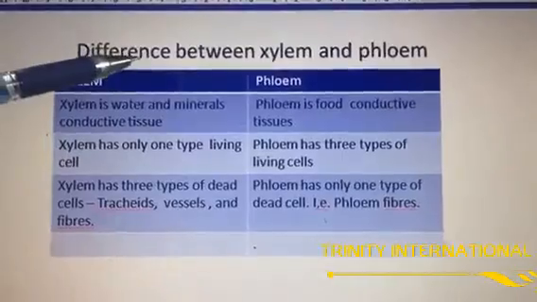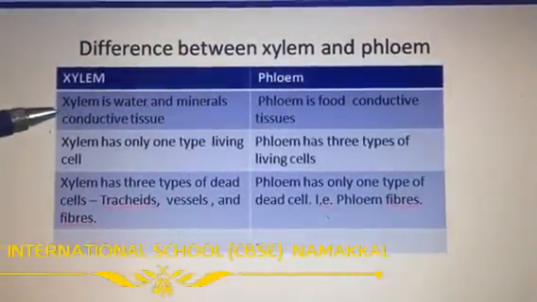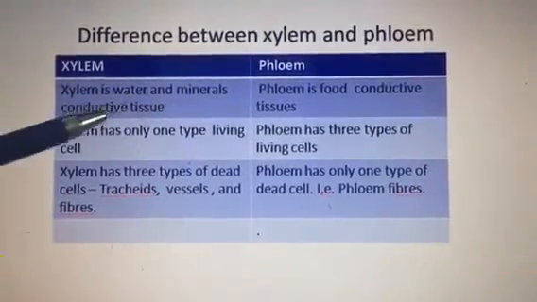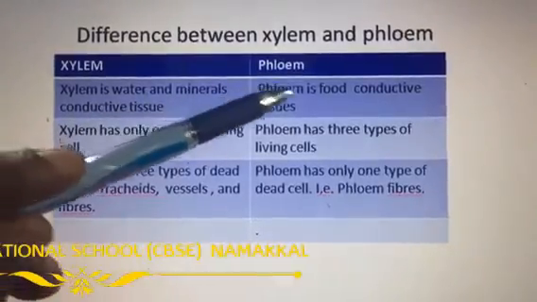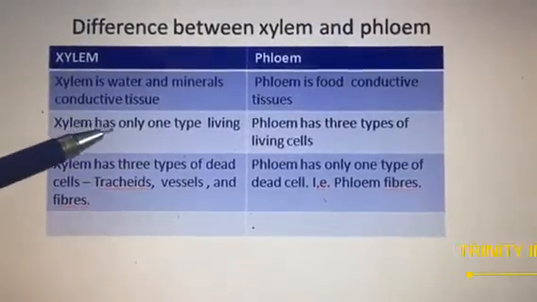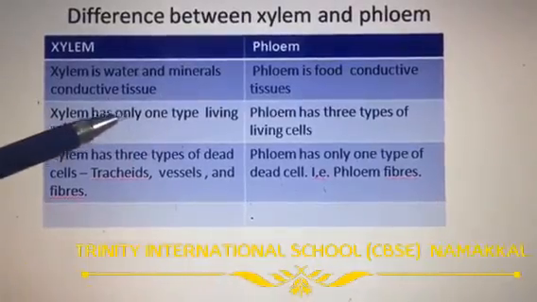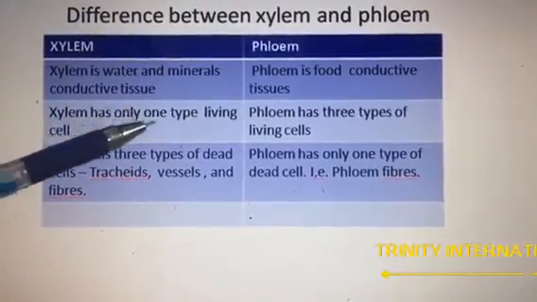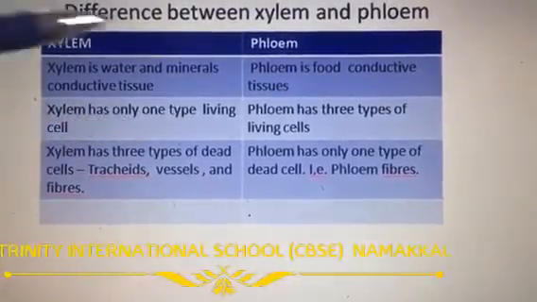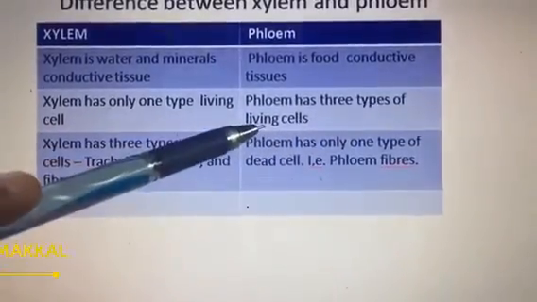Next, difference between xylem and phloem. First one, xylem is water and mineral conducting tissue. Phloem is food conducting tissue. Xylem has only one type of living cell. What is that one type of living cell? Xylem parenchyma. Here, the phloem has three types of living cells.